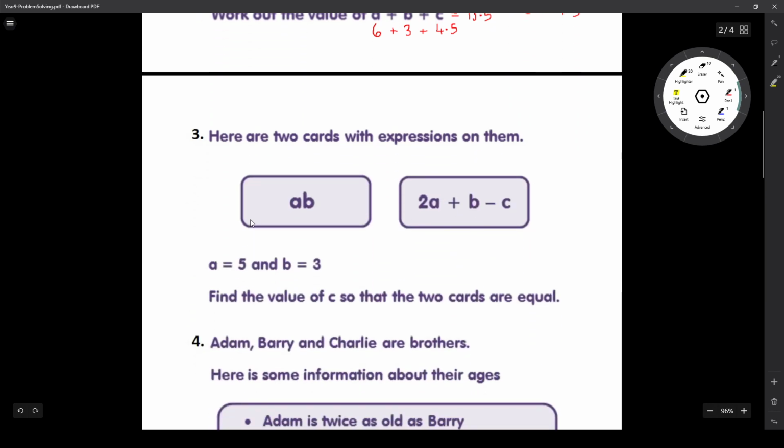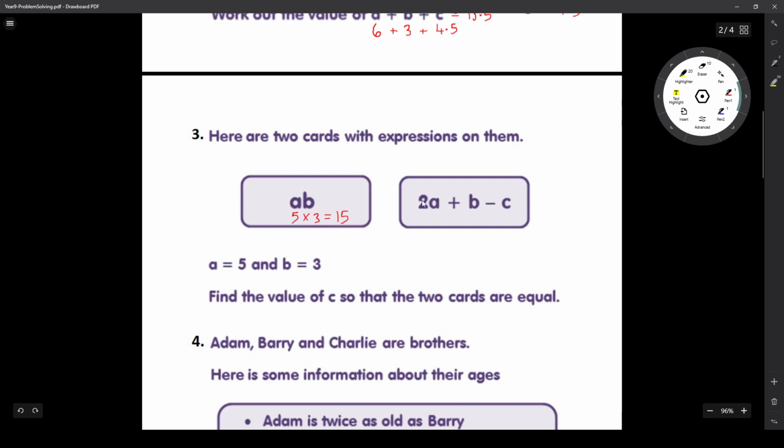Okay, question 3. A is 5 and b is 3. Find the value of c so that the value of both cards is equal. So the first one, AB, this means A times B. Quite a few people did A plus B. So if it's A times B, that's 5 times 3, which is 15.